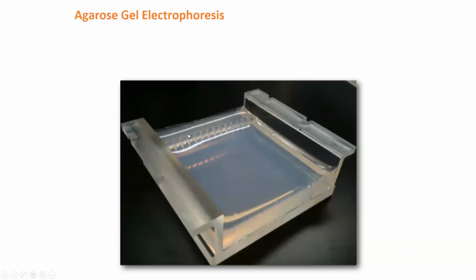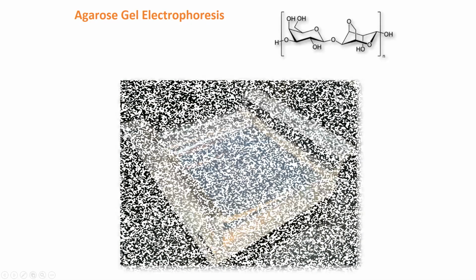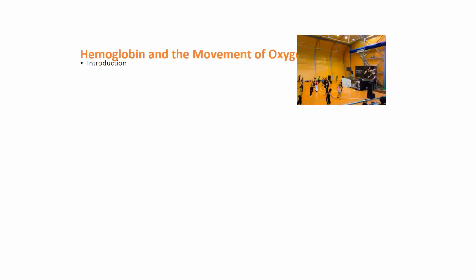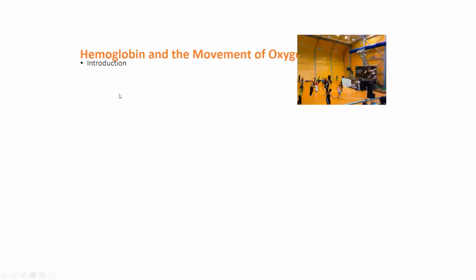That's the gel, and these are the wells in which we put all of our proteins we want to separate. Okay, so this shows us the different properties of the agarose gel that allows for the movement: the largest molecules move the slowest, they stay lagging behind, and the lightest ones move to the front. Now we move on to hemoglobin.